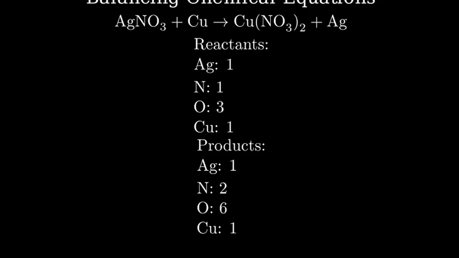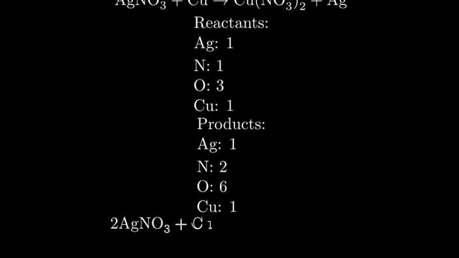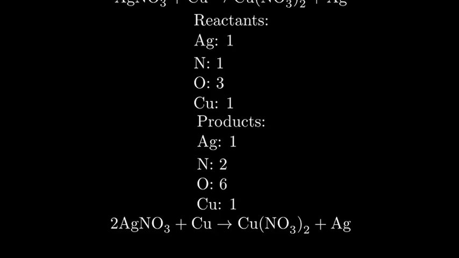To balance the equation, we need to make sure the number of atoms for each element is the same on both sides. Let's start with the nitrate groups. We have two NO3 groups on the product side, but only one on the reactant side. So we'll multiply AgNO3 by 2 on the reactant side.